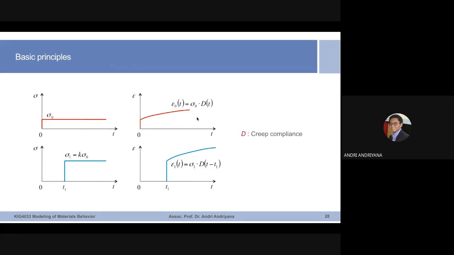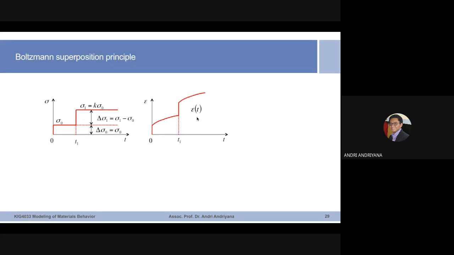Okay, according to Boltzmann, it has to be superposition, add up, the sum. So we simply need to sum up the responses because of the applications of the first loading, where the amount is delta sigma 0, and then the second increment, which is delta sigma 1. It is the increment that we have to consider.